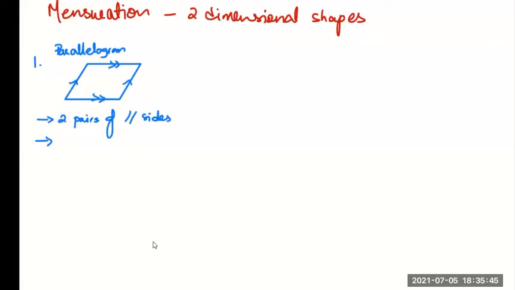Then opposite angles are equal. Let's first talk about opposite sides. First let's talk about opposite sides, then angles. Opposite sides are equal. Opposite angles are equal as well.